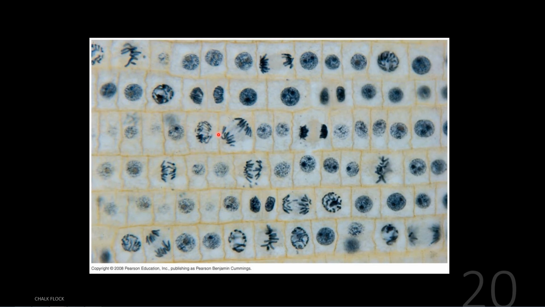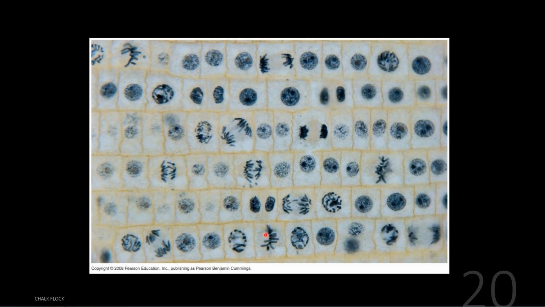What's the next step? Metaphase. What's important about metaphase? Well, metaphase is when all the chromosomes line up in a line. Do you see any chromosomes that do that? I see a few. There's one right here. There's one right here. There's one right here. Unfortunately, this picture isn't so great. We can't really see the microtubules very well, but you can definitely see the chromosomes lining up.